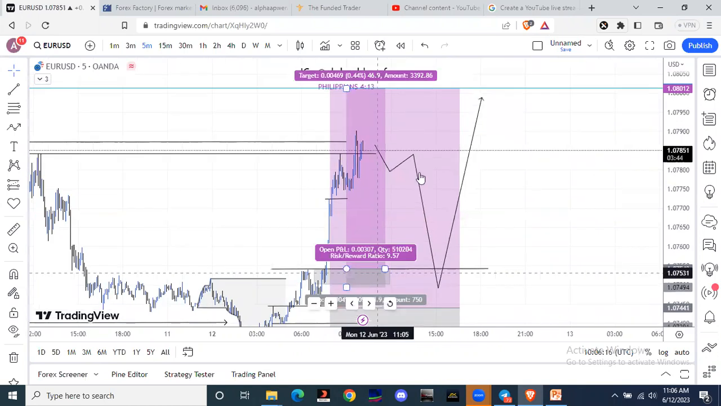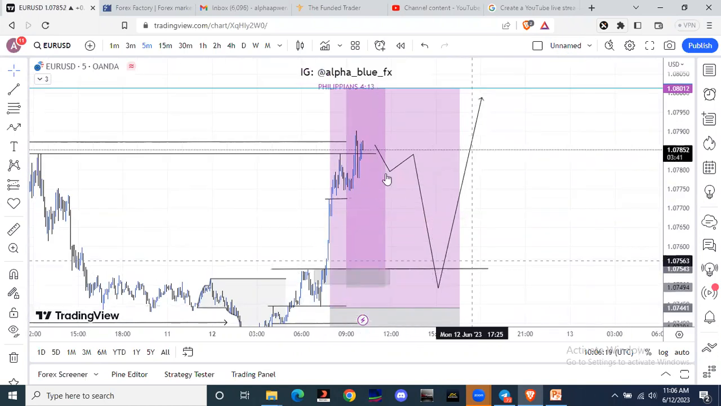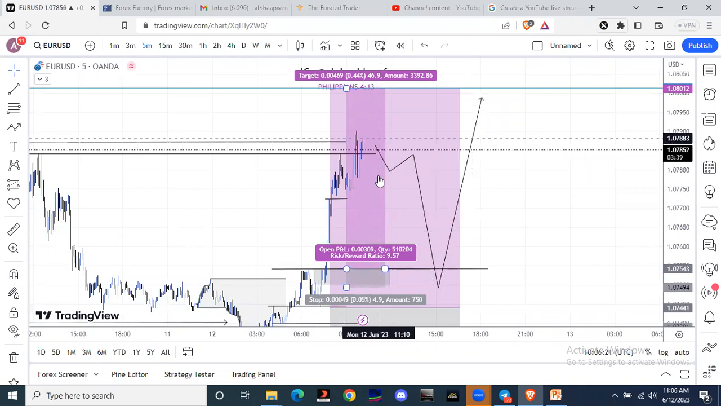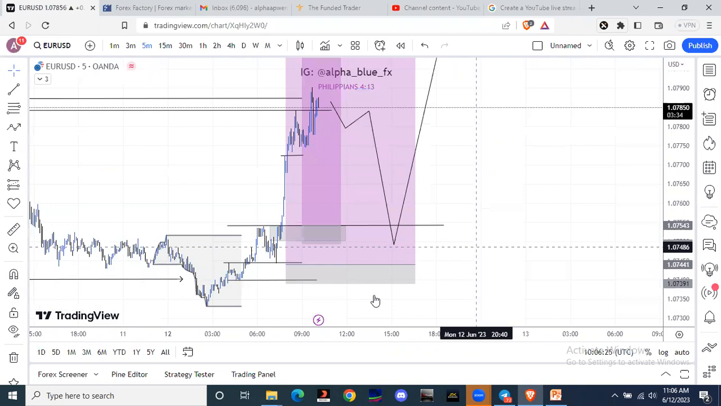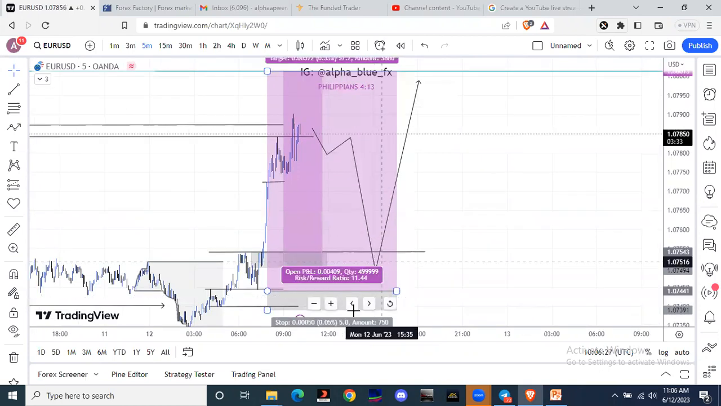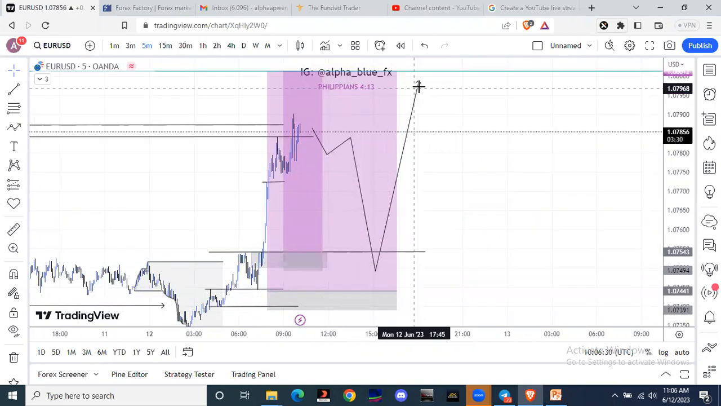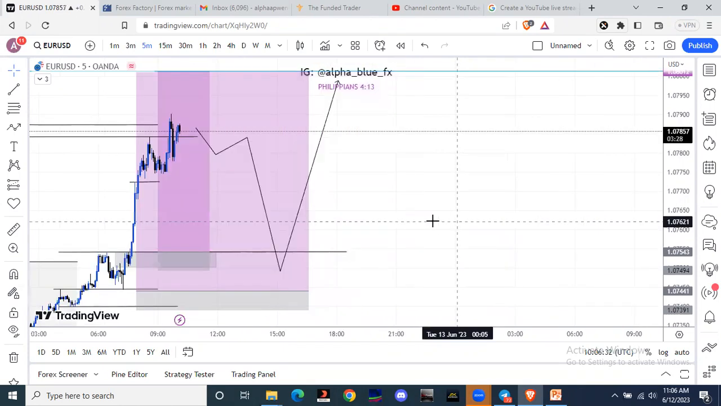If this doesn't happen, because the London session is already dying out, so we could get to see this reverse back here. Then during New York session, which is going to be from 2, price will now continue the bullish move. We could get to see this.